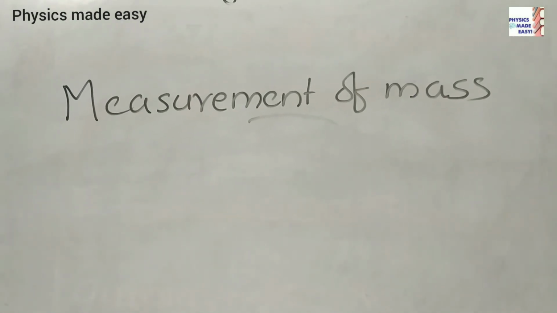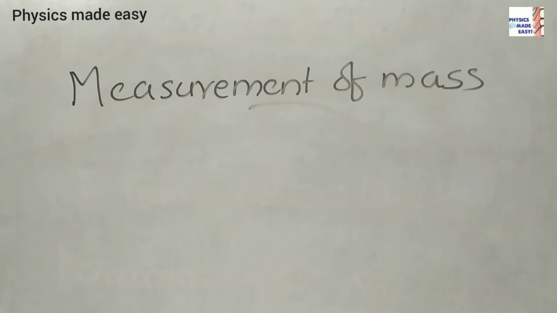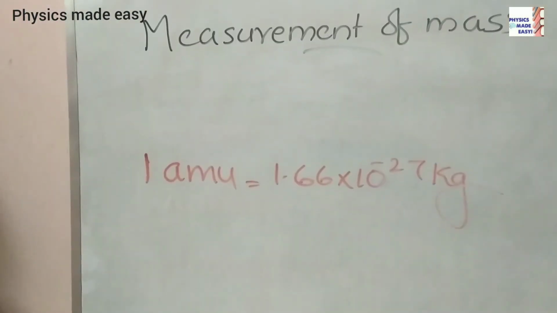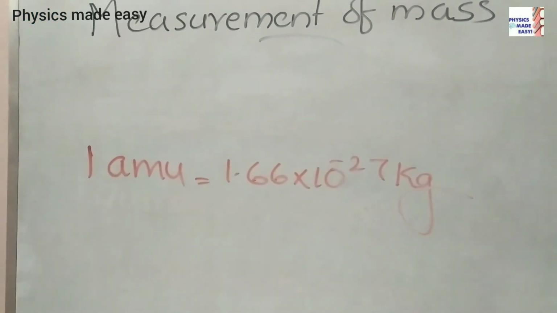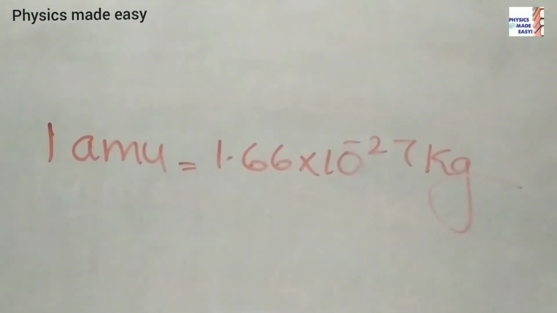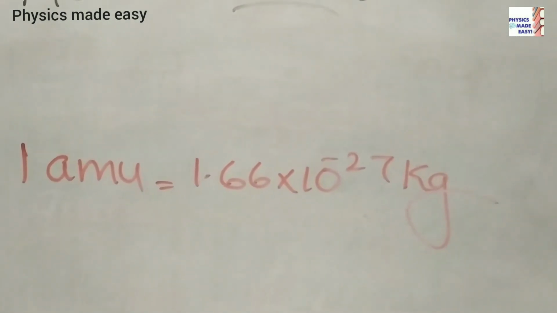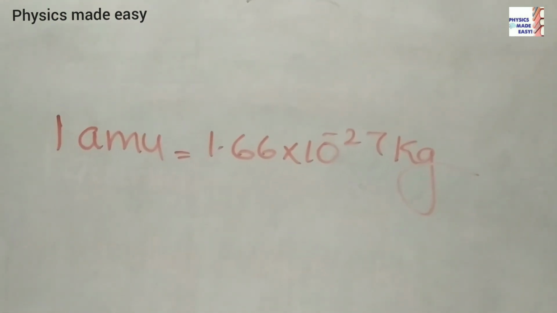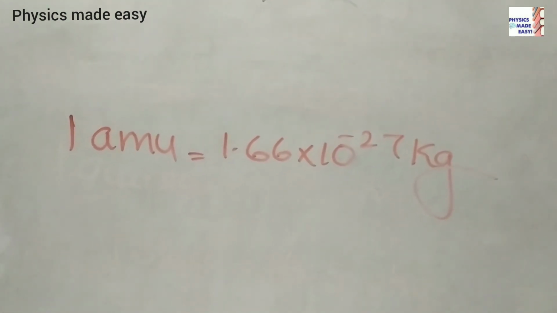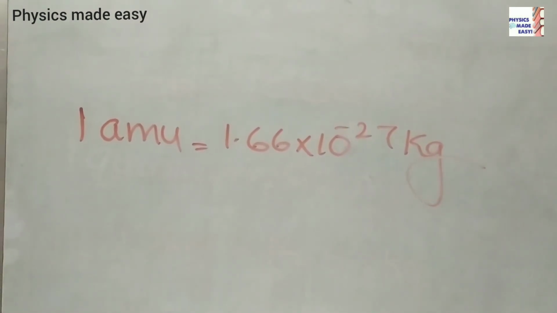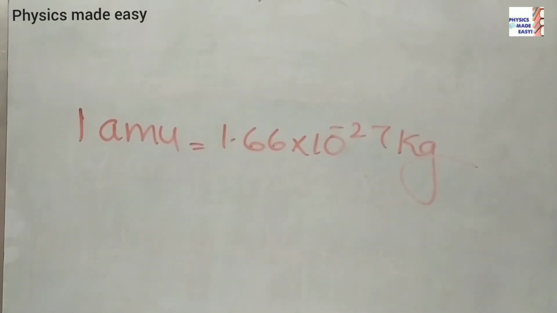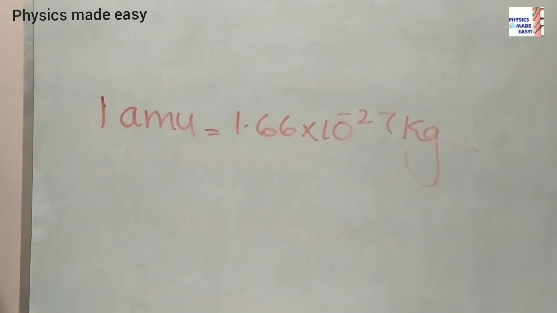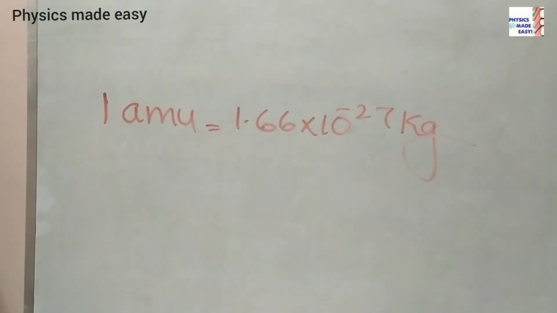In the same way, for measuring small masses we can use another unit, that is the atomic mass unit. The atomic mass unit is defined as 1/12 of the mass of a carbon-12 atom. Its value, 1 amu, or we can write 1 u, is equal to 1.66×10^-27 kilogram. We have so many units for measuring time also. All the units are familiar to you. Nowadays we are using the atomic clock, the cesium atomic clock, for getting accurate time.